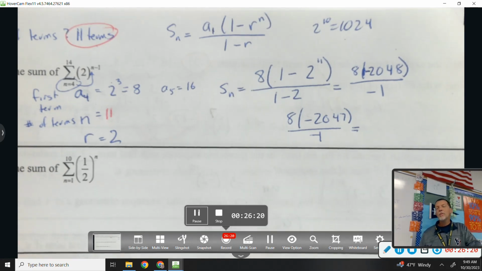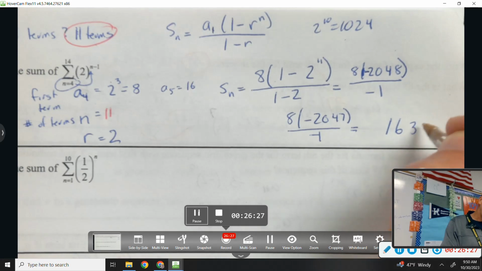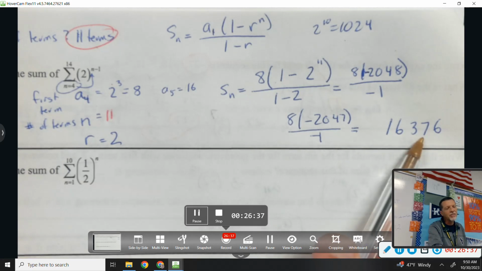What did you say it was? Negative 16,376. I kind of like that answer. Okay, over negative 1. Okay, that's fair. You multiplied the top and got negative, and then when you divide by negative 1, it turns into a positive. Yes.